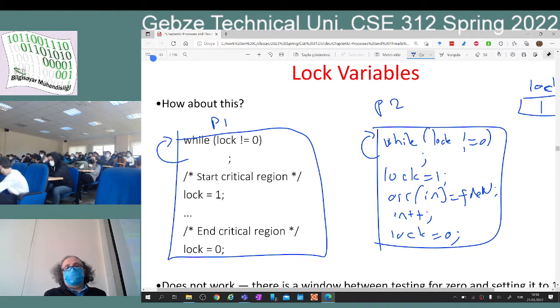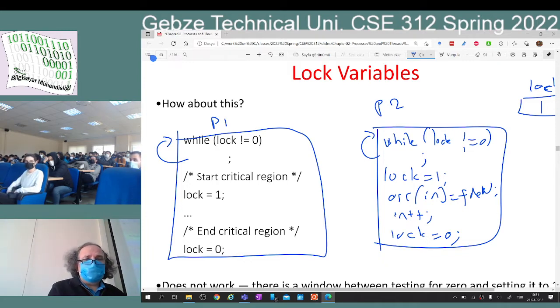We like busy waiting because it's a very simple solution, but there are some problems with it. We are going to handle those problems later. It looks like we are wasting CPU time, etc. So this is the solution for mutual exclusion. But again, as always, we have a small problem with this solution. The solution is this.